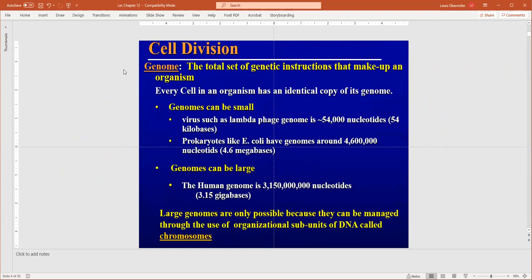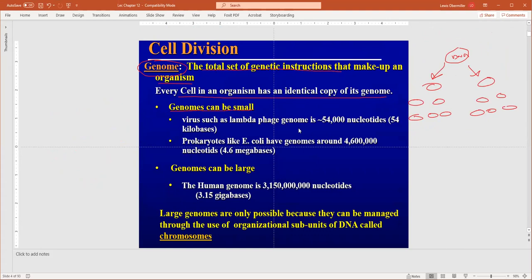This should be a review. You guys should know what the word genome means, which is, remember, the total genetic instructions that make up an organism. And every cell in an organism has identical copies of its genome. Remember, you came from a single cell. So every cell that came from that, the DNA got copied. And so every cell in your body has the exact same DNA.